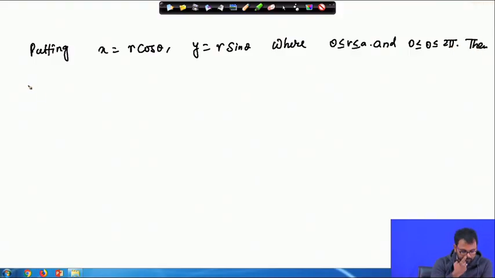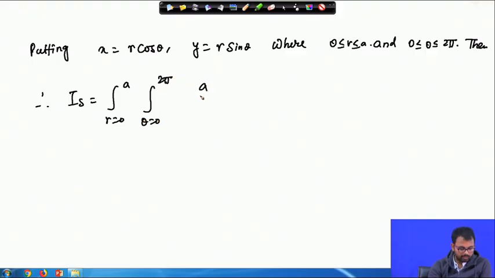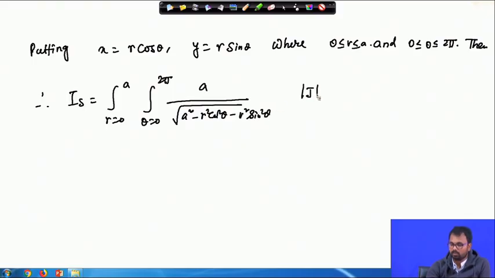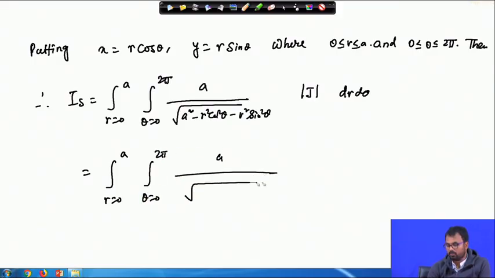Then this surface integral would reduce to r running from 0 to a, theta running from 0 to 2 pi, a divided by the square root of a square minus r square cos square theta minus r square sin square theta, and then the Jacobian r times dr d theta. So this will be the integral of a divided by the square root of a square minus r square, because we take r square common and it reduces to cos square theta plus sin square theta. The Jacobian of this will be r dr d theta.